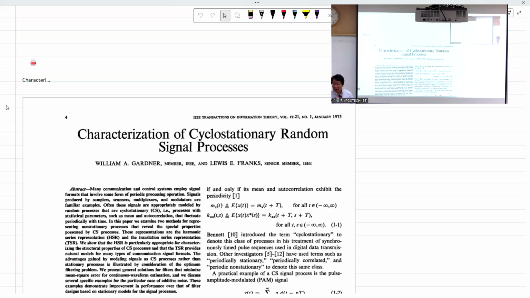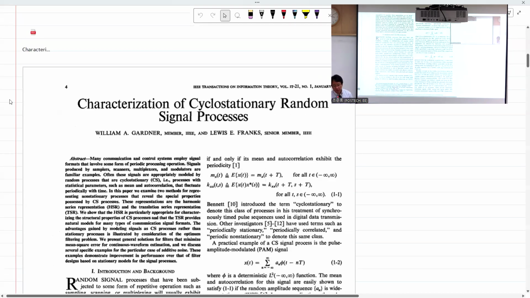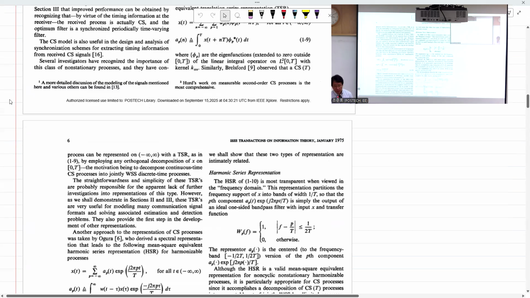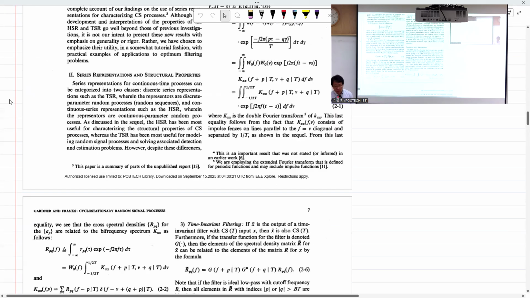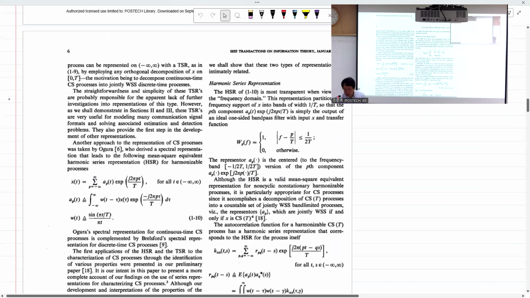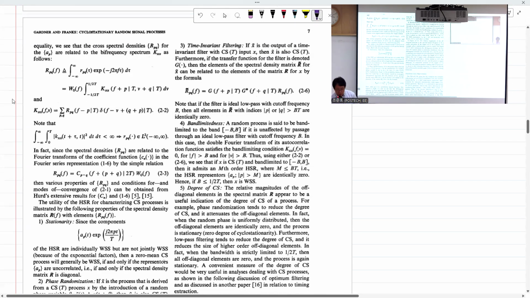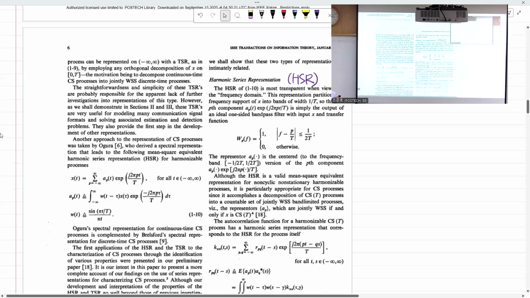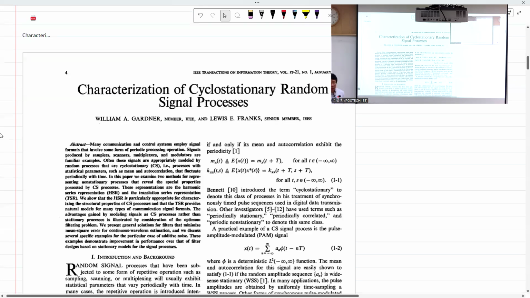Anyway, it's very interesting. And here, because we are running out of time, if you want to jump around a week, then read this one, especially the sections titled Harmonic Series Representation and Translation Series Representation. Actually, these two terms are coined by these two authors. And now it's a standard terminology in cyclostationarity society. However, this society is very small.